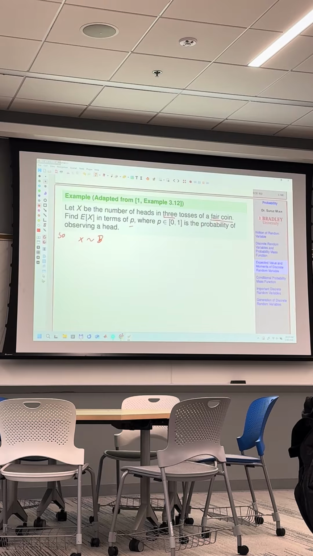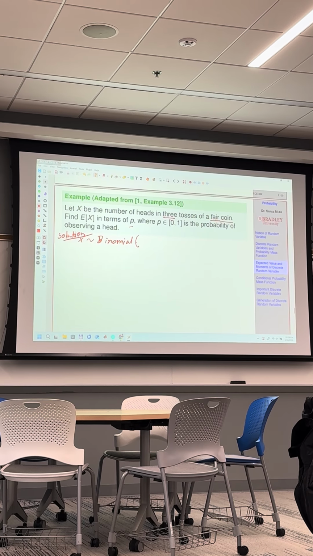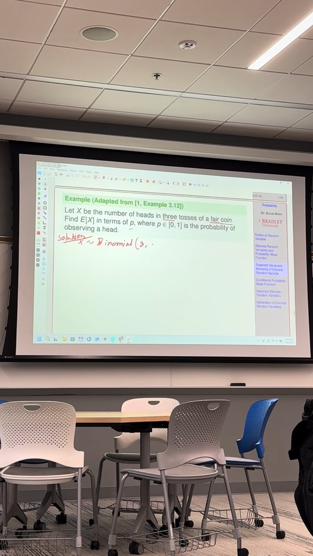Solution: x is a binomial random variable with parameters. A binomial random variable takes how many parameters? Two parameters. It's the total number of trials, which is 3, and the success probability. What is the success probability here? 0.5, because I said that it is a fair coin. 0.5 or 1. There is a reason why I'm writing 1.